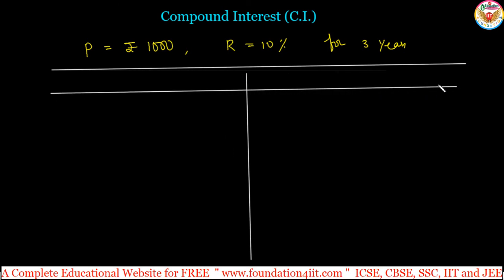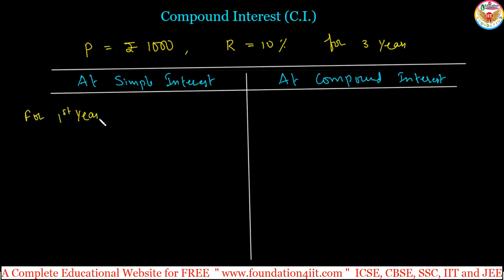So let me draw the table, and on the left side let me take simple interest. Then you can understand exactly what the difference is between simple interest and compound interest with the same example. Same example means the money borrowed is 1000 at 10% rate of interest for 3 years. At compound interest, this is for the first year. For the first year, P is the same.